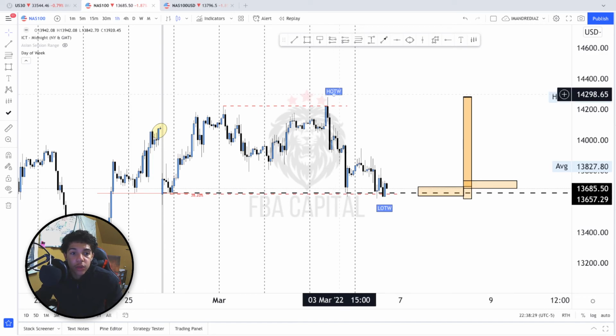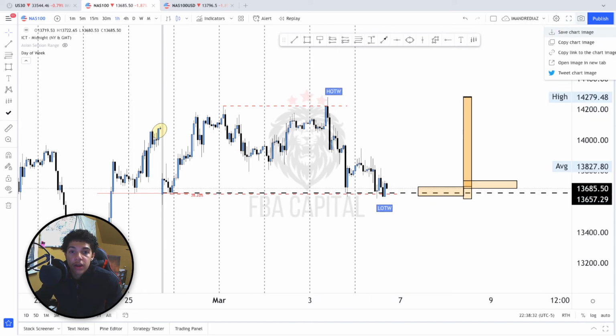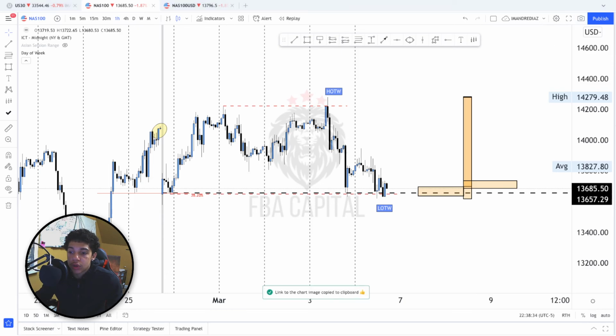So like I said, high of the week on Thursday, low of the week on Friday, and we're going to get a screenshot of this, and we're going to also put this in our journal so we can then use this for the future to then anticipate when price is likely to make lows and highs of the week based off of past information and data that we have.